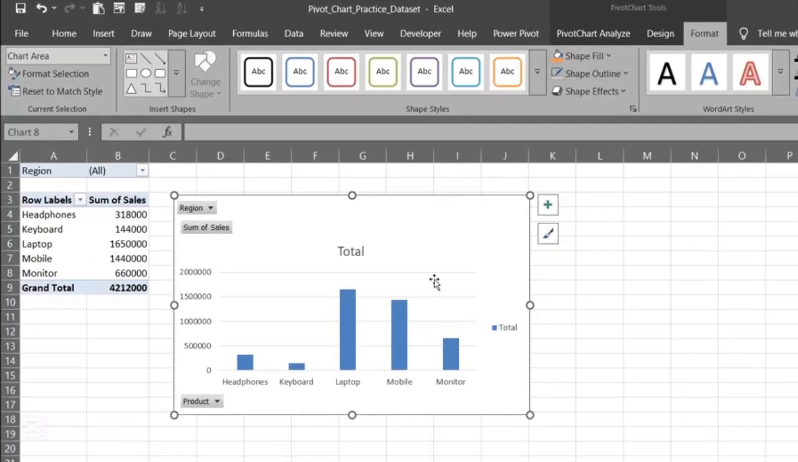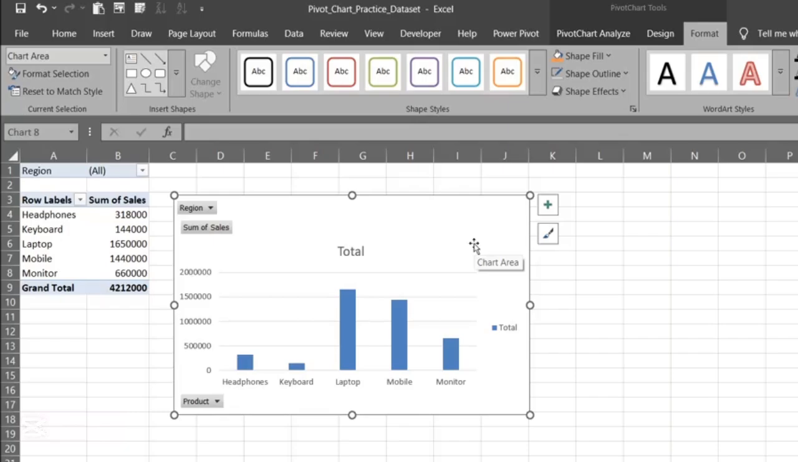Can you identify the highest selling product and lowest selling product? Probably yes. Like laptop is the highest selling product and keyboard is the lowest selling product. Right? So that's how a chart makes it easy to understand the data faster than tables.